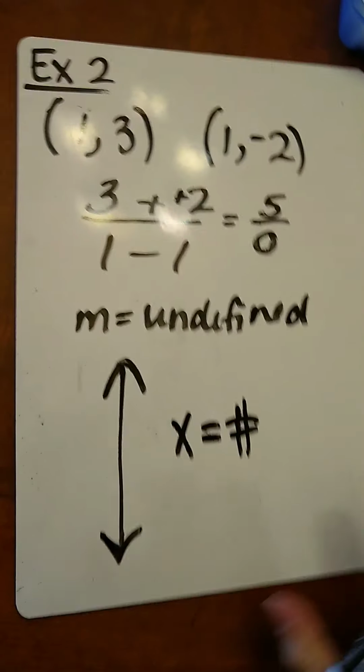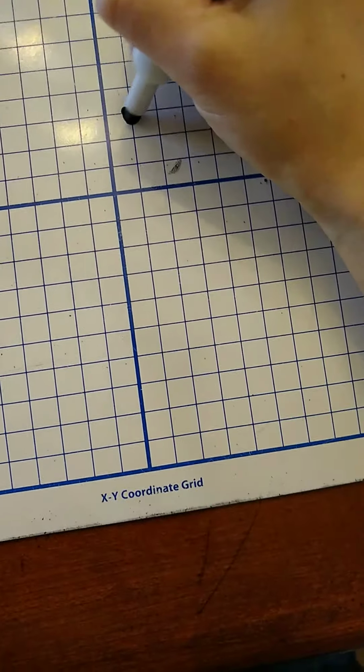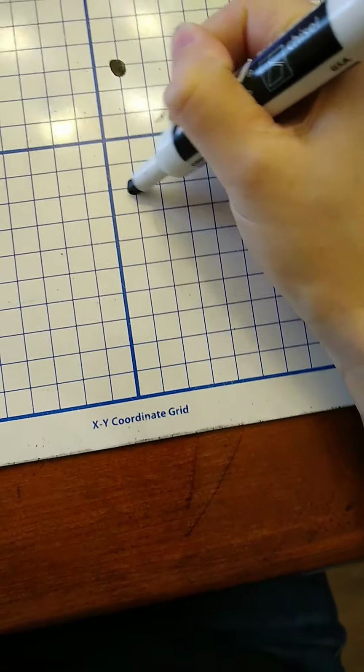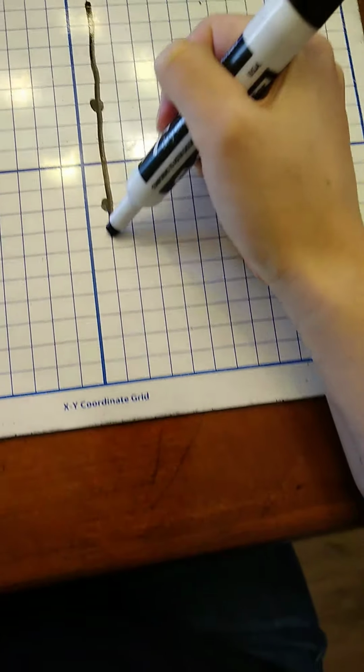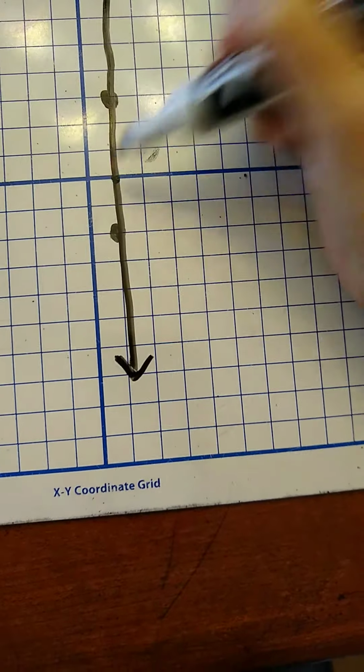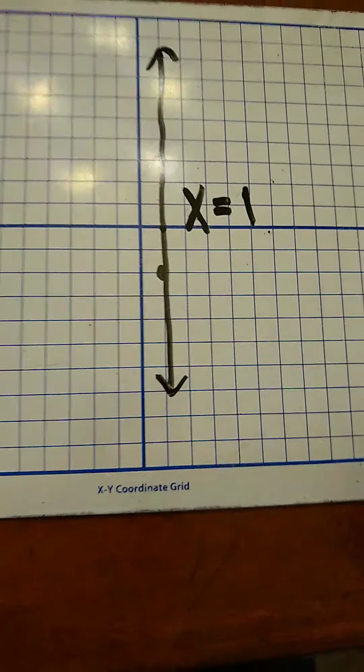So I flip to the back again, and I plot these 2 points, (1, 3) and (1, -2). So let me erase that. There's (1, 3). There's (1, -2). So if I were to draw a line between these, you can see it's a vertical line. The x value that it passes through is right here at positive 1. So the equation is x equals positive 1.